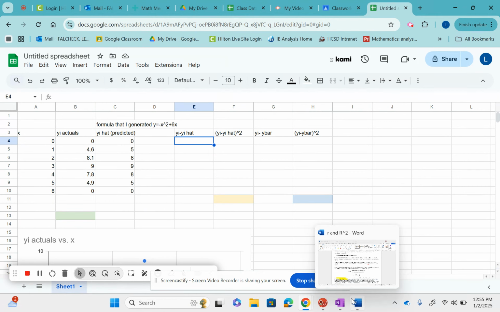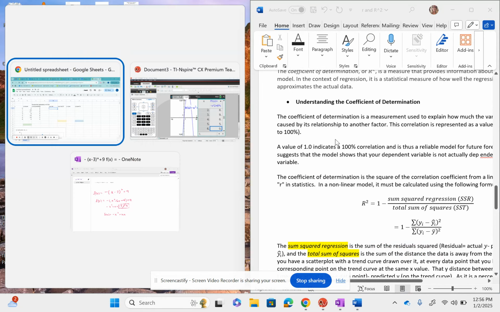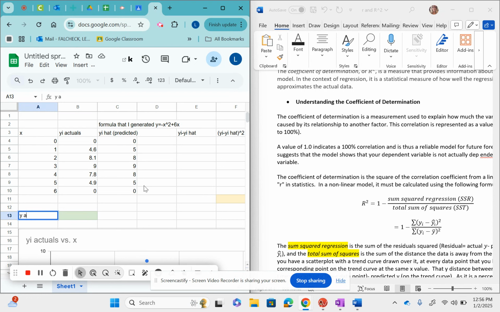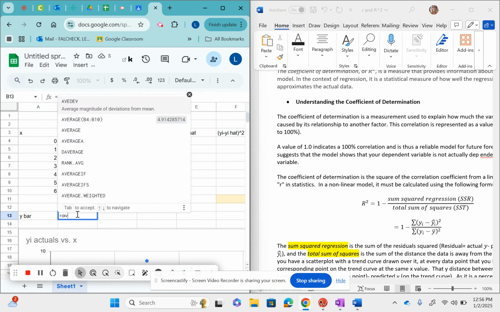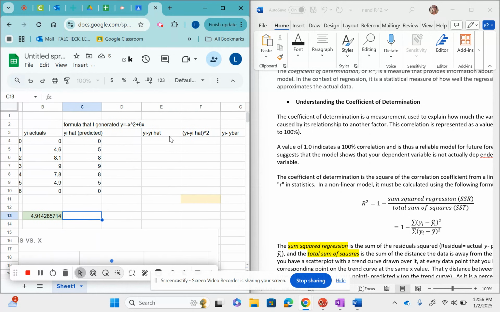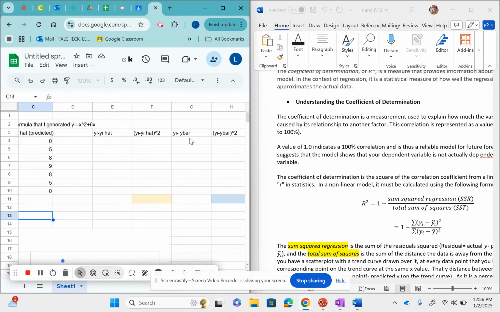So I'm going back to the equation, and it's the sum of yi minus yi hat, those will be squared, over the sum of the yi minus y bar, squared. So I'm going to need the y bar here, which is the mean of all the y's. And it's going to look like that. I put it in green because I'm going to be using that later.